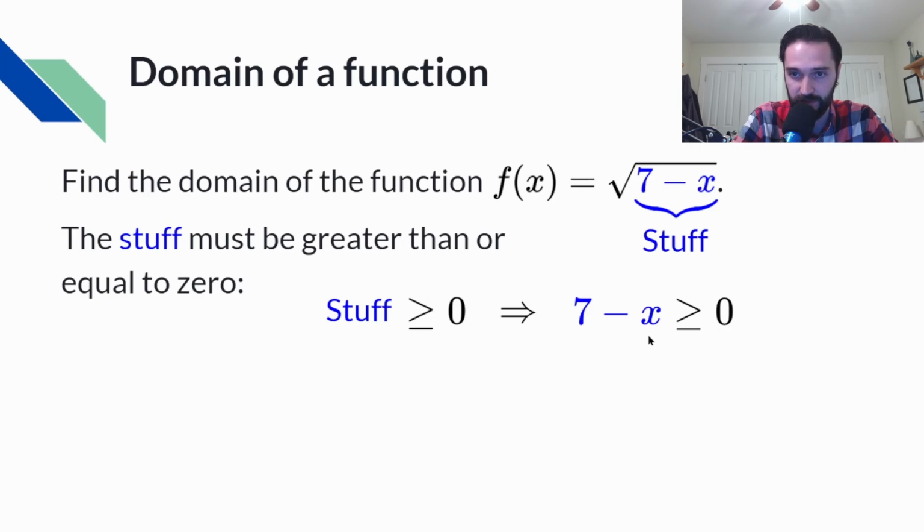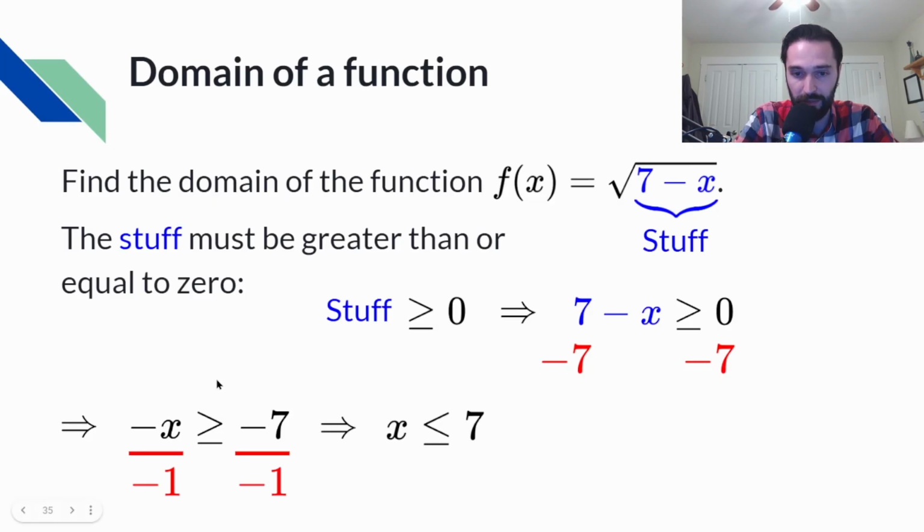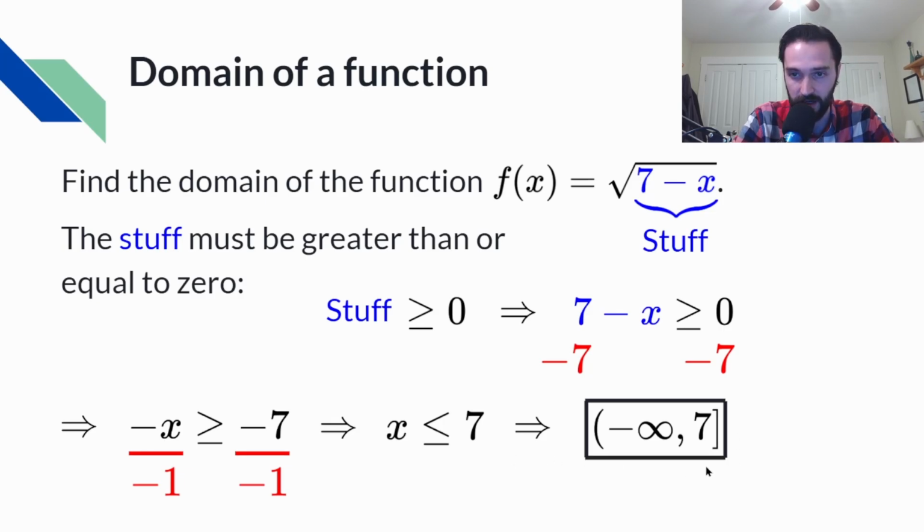So let's isolate x. Let's subtract 7 from both sides. That gives us negative x is greater than or equal to negative 7. Then we divide both sides by negative 1, and because we're dividing by a negative number, we need to flip the inequality sign. We get x is less than or equal to 7. So this tells us what the domain is. It's everything from negative infinity up to 7, and 7 is included, so we use a bracket there. So that's our final answer.